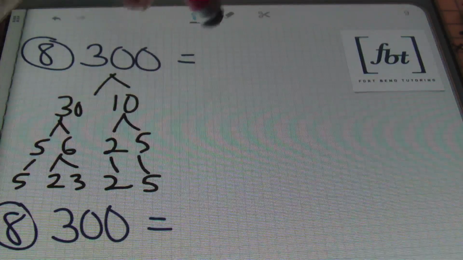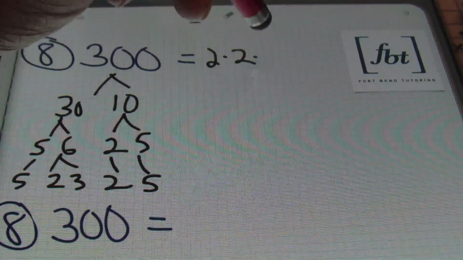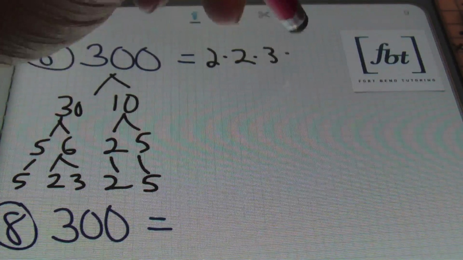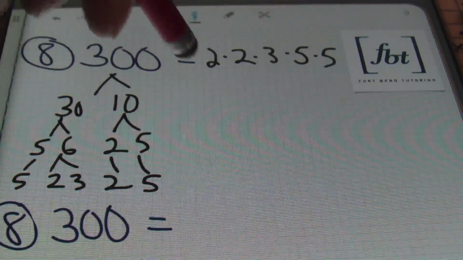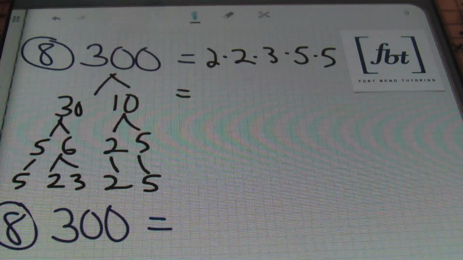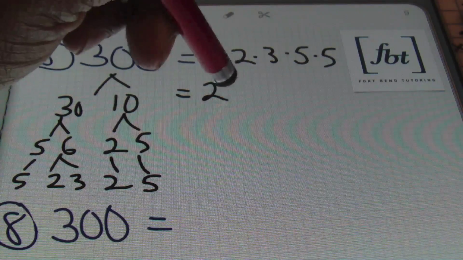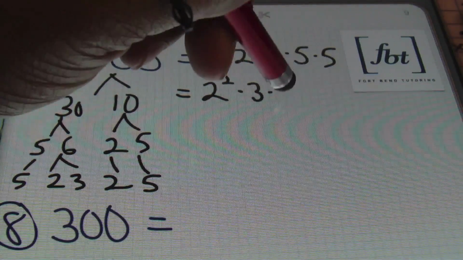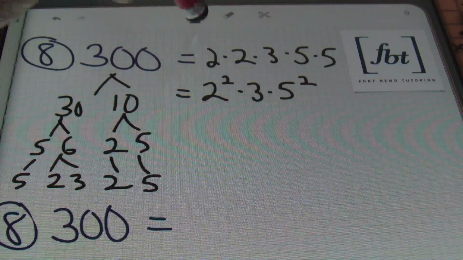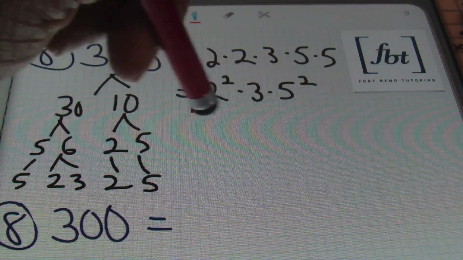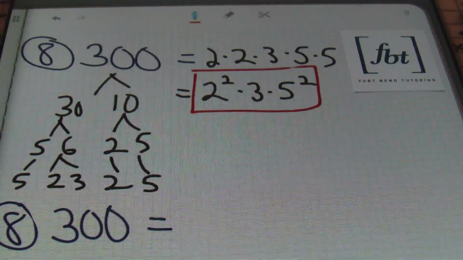And writing this in ascending order, I'll have 2 times 2 times 3 times 5 times 5. Writing this in exponential notation, you'll have 2 to the second power times 3 times 5 to the second power. And this is going to be my result here. That's it. Done and done.